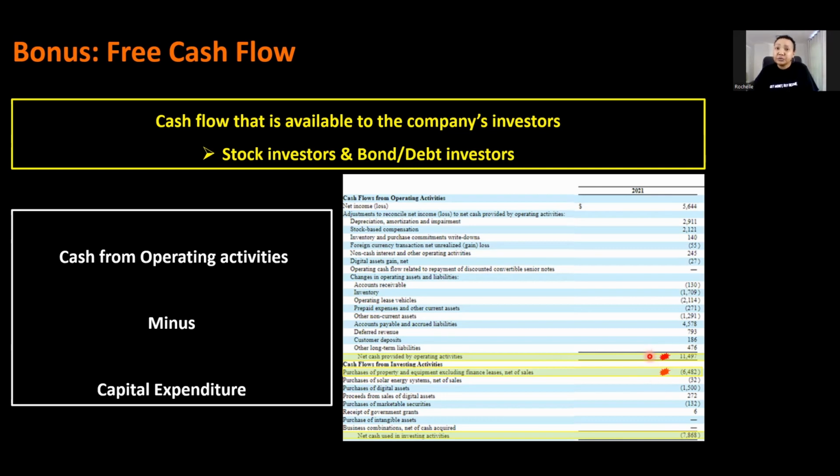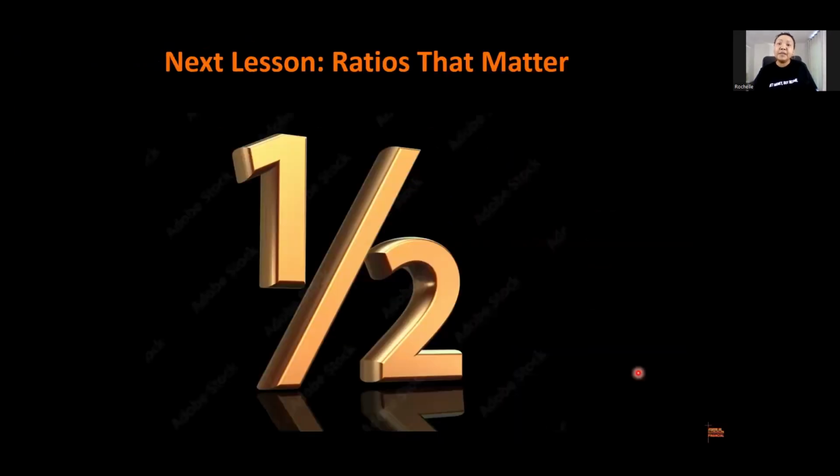You have to understand this concept, because a lot of people will say, oh, the operations are making money. And then they forget we still need to keep on replacing the plant and equipment so that in years to come, we can continue making money. That is responsible management. So our next lesson is going to be on ratios that matter from financial statements.